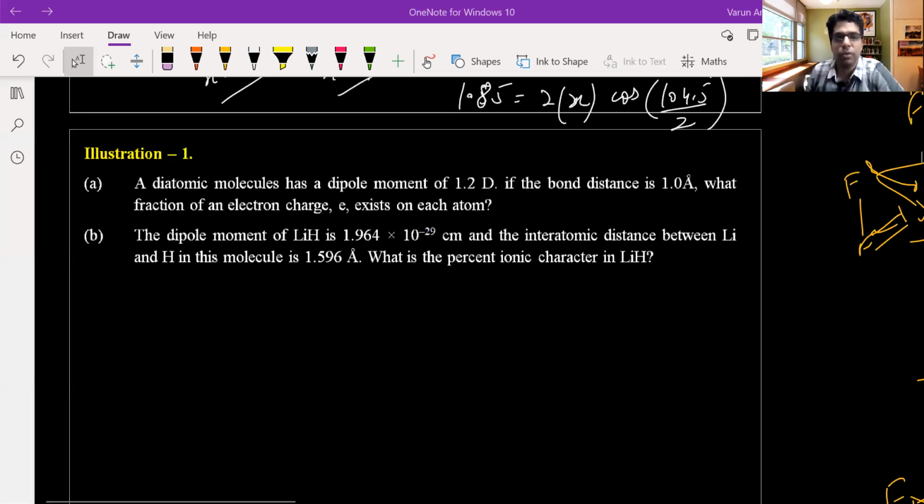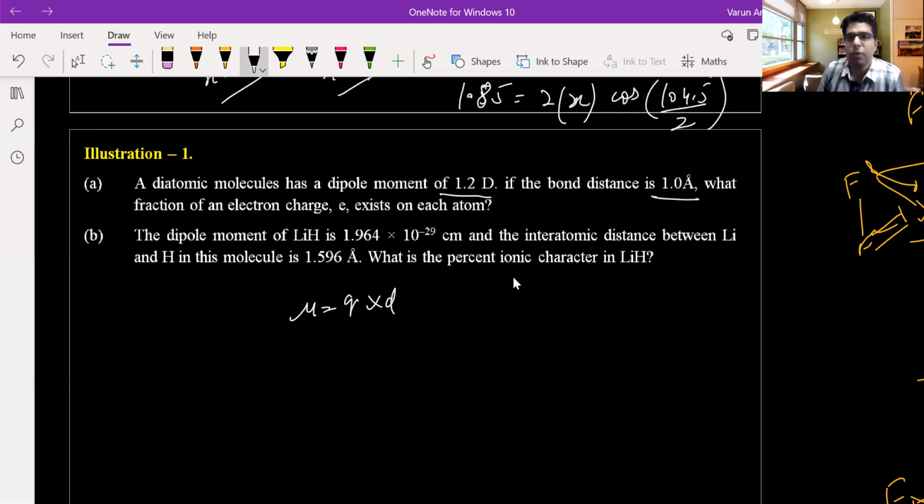Now come to the next question. A diatomic molecule has a dipole moment of 1.2 debye, and the bond length is also given. The question is asking what fraction of the electron charge exists on the atom. So we know dipole moment is charge into distance between them, right? So the dipole moment is given.